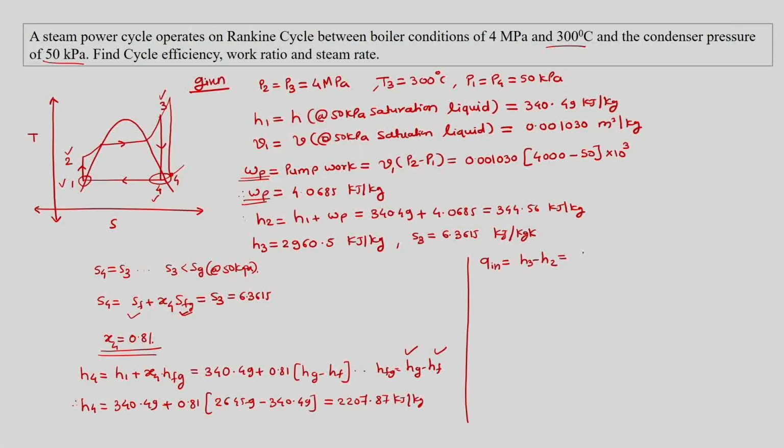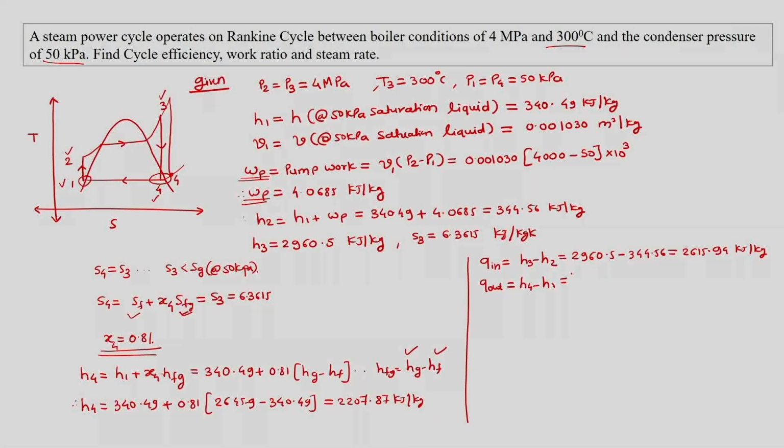So H3 is 2960.5 minus H2, which is 344.56, and this gives us Q in as 2615.94 kilojoule per kg. We can also find out Q out, and Q out will be H4 minus H1.